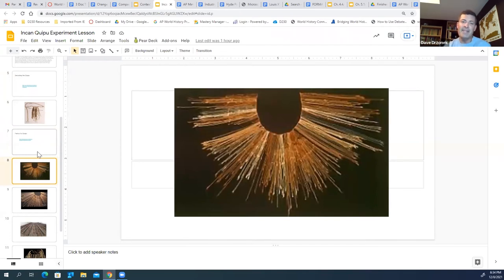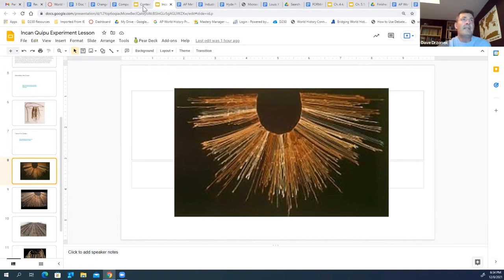Now, again, I'm giving you some examples of lessons that are fun. But one of the questions appears on the AP test about the Incan quipu. This is something that every kid will get right after a lesson like this. So it's something that has maybe multiple purposes.